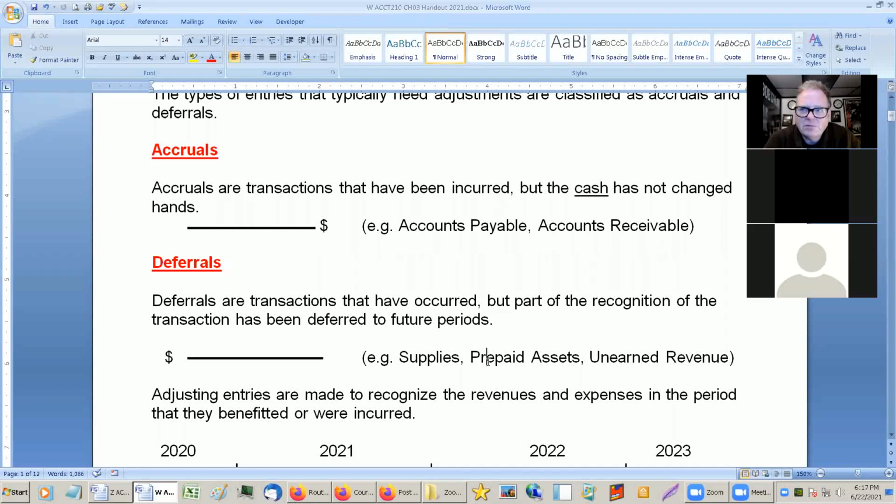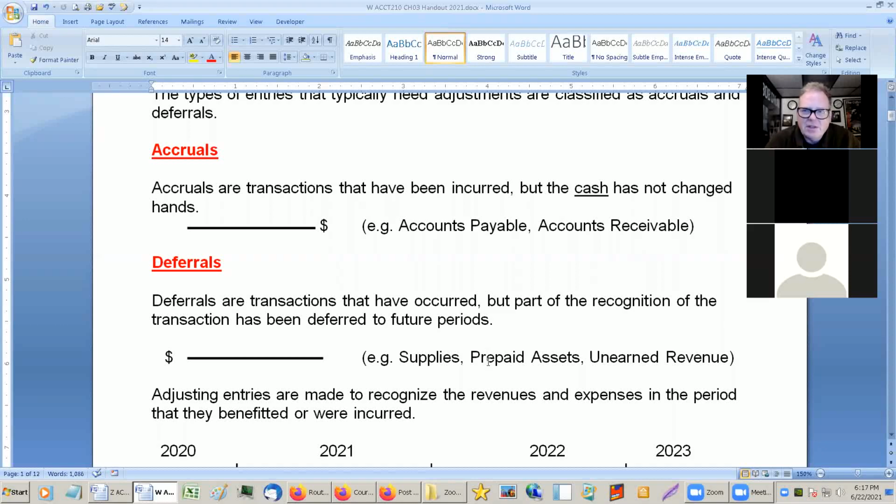Unearned revenue, another one. They've given us the money. So we have the money, but we can't count that as a revenue until we earn it. So we're deferring the revenue until we have earned it. In fact, in governmental accounting, they don't call it unearned revenue, they call it deferred revenue. But anyway, the same idea, though, that accruals and deferrals are basically timing differences. They're both timing differences, basically.